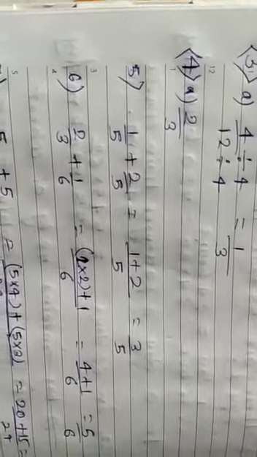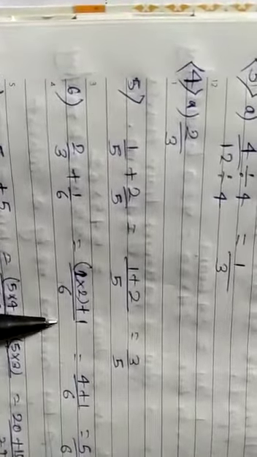Okay, look here, next question, question number 6. 2 by 3 plus 1 by 6. That means firstly we will find the LCM of the denominators. If the denominators differ from each other, then students, we will find the LCM of the denominators 3 and 6. What is the LCM of 3 and 6? 6 is the LCM of 3 and 6.